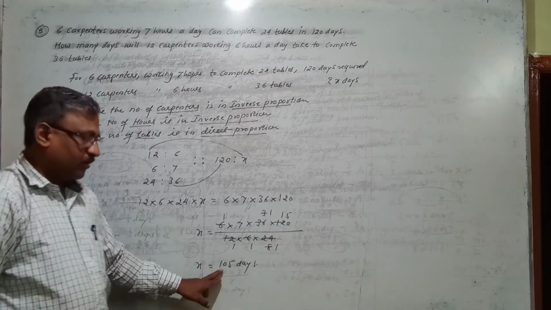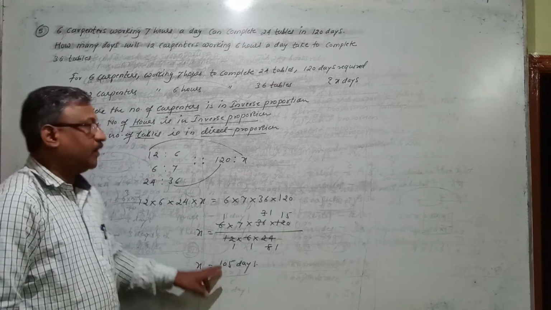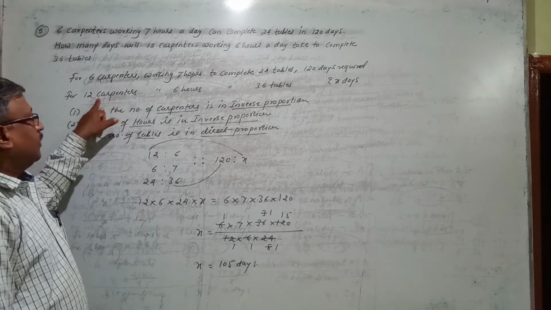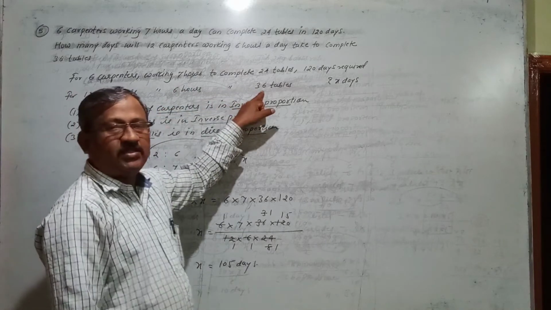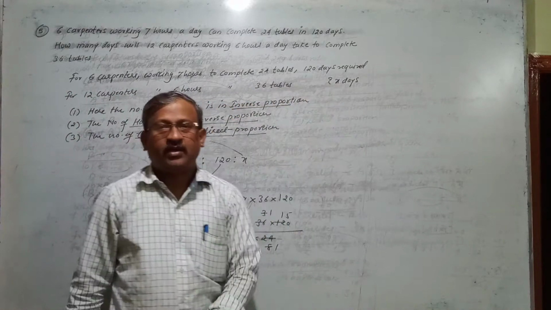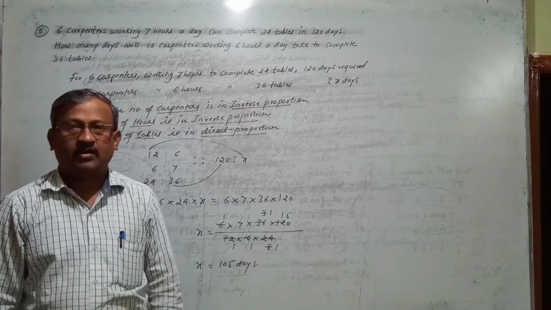Means how many days are required? 105 days are required. So for it, how many carpenters? 12 carpenters. If they work 6 hours daily to complete 36 tables, how many days are required? It is 105 days are required.